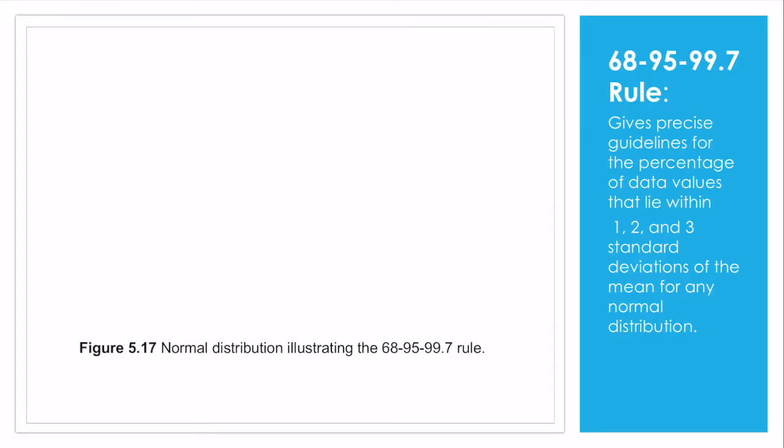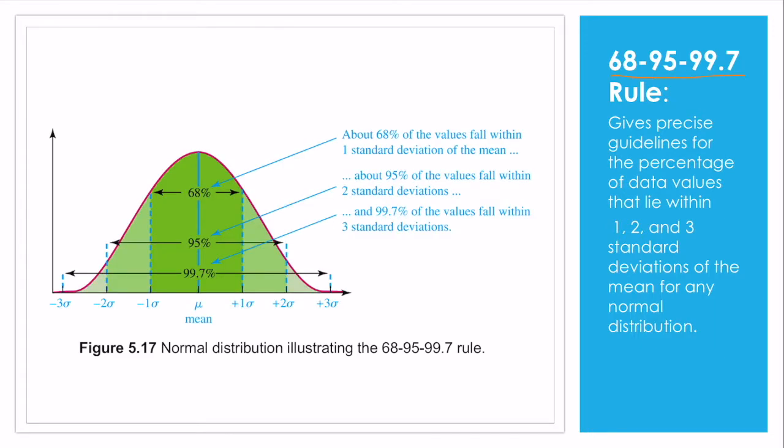We have a rule to tell us how much data is located within the first, second, and third standard deviation, and that is the 68, 95, 99.7 rule. It's a good name to memorize it, but it's not very creative. This gives us the percent amount of data values that fall within the first, second, and third standard deviation. So within our first standard deviation, we're going to have 68% of our data values. Within 2 standard deviations of our data, we're going to have 95% of our data values. And within 3 standard deviations of our data, we're going to have 99.7% of our data values.